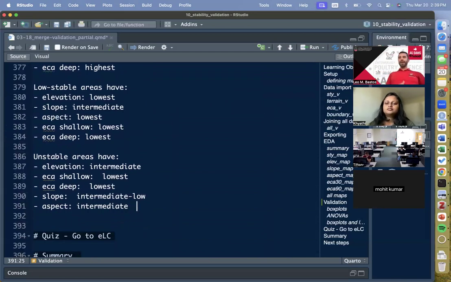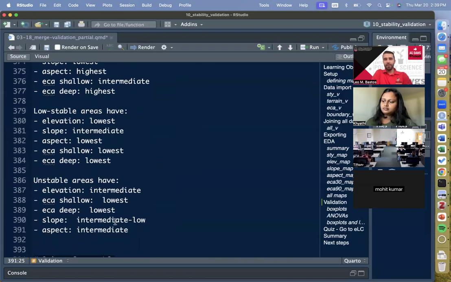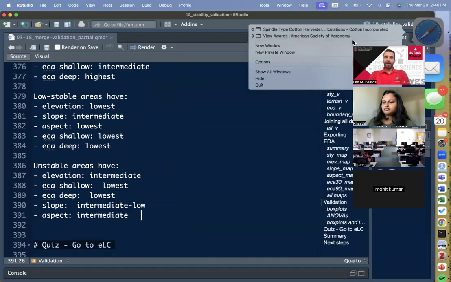Okay, so now what I want to ask you all to do is actually to go to ELC. I have a quiz about that. So my question to you all is, now we kind of ranked these different variables for these different zones of yield spatial temporal stability. Now I basically want you to tell me, why do you think that is? Why do you think that high stable areas are happening under these conditions? And why do you think that low and unstable are happening under those conditions? That's what I'm asking you to do. I'm going to give you 5 minutes to complete that, and then we'll come back and discuss some of the points that you all made.